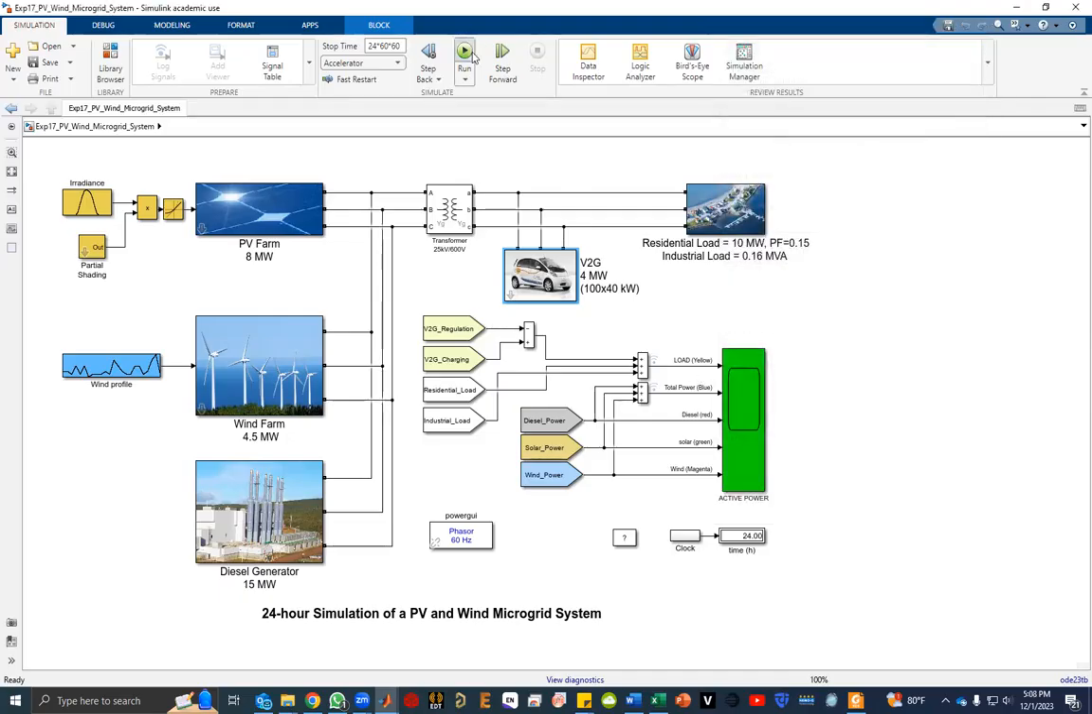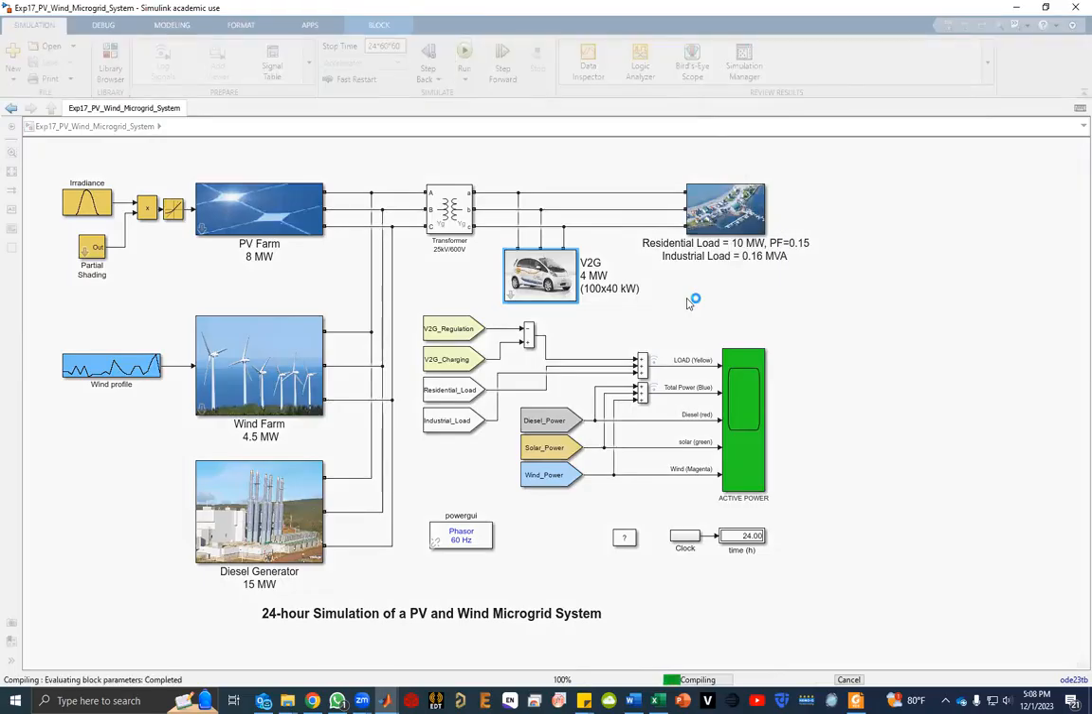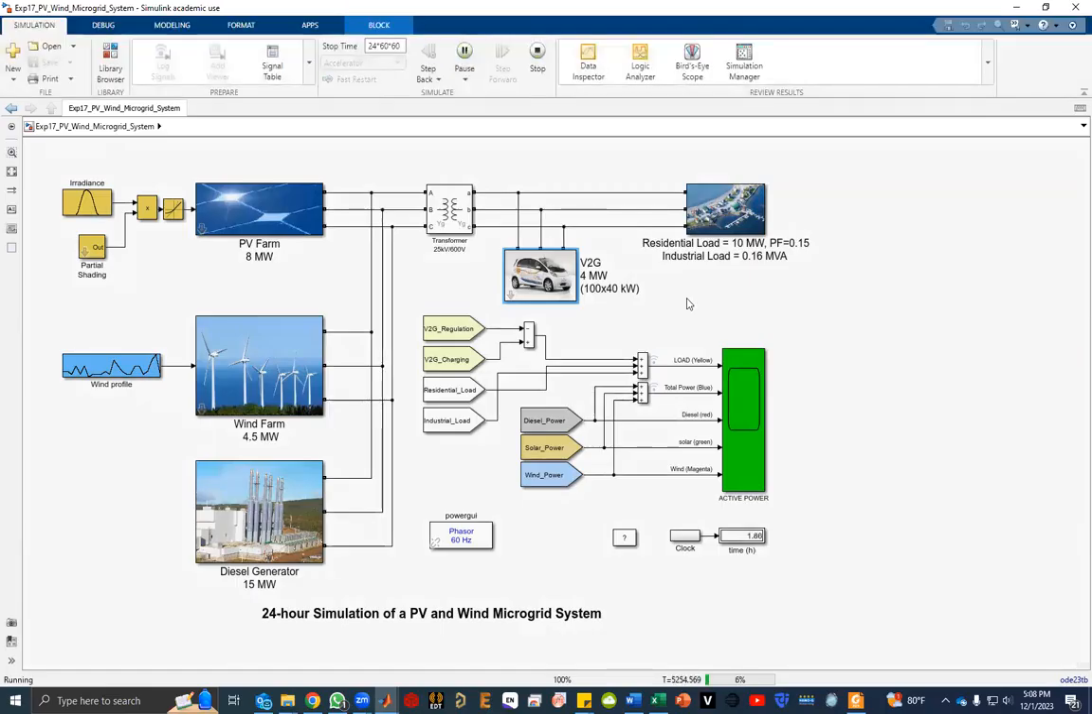If I run it, I already ran it, but I totally forgot. It will show you a 1 day span, meaning a 24 hour simulation of PV, wind, and microgrid system. This is kind of a microgrid, you can say. It's not connected to the outside world, so it's self-sufficient. This microgrid is self-sufficient to provide power to its residential loads, industrial loads, EVs, etc. Oh, I forgot to mention this residential load.